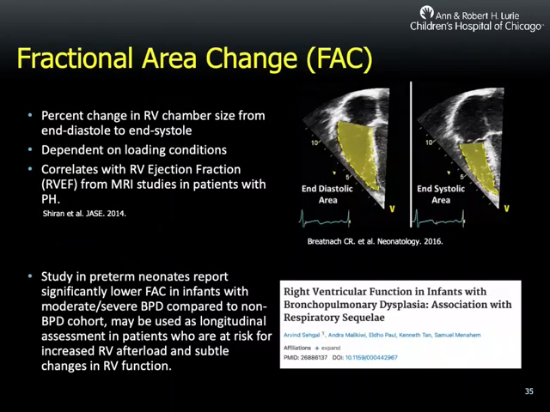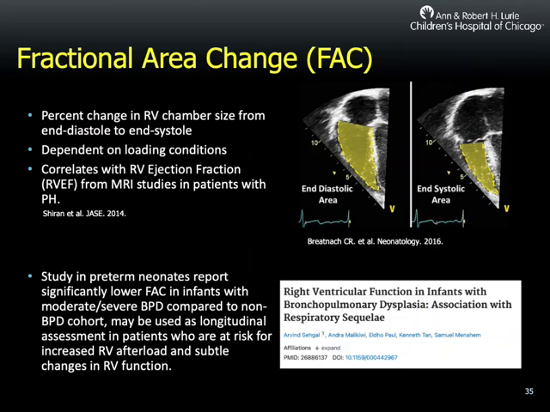So what is the fractional area change? It's the percent change in the RV chamber size from end diastole to end systole. It is dependent on loading conditions, similar to the LV quantitative assessments. And studies have shown that it correlates well with RV ejection fraction from MRI studies, particularly this study that showed it in patients with PH.